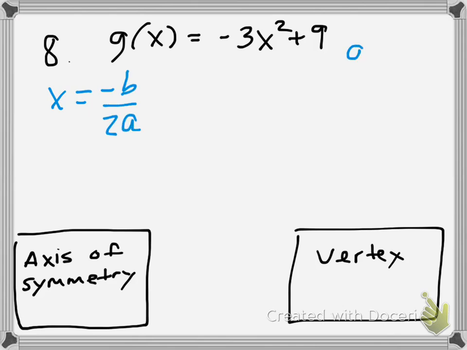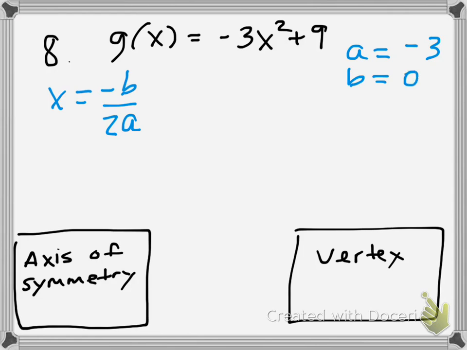So we're going to need to identify a and b. A is always a number in front of the x squared, so that's -3. B is always a number in front of the x. In this case, there is no x term. That 9 represents c, the constant.